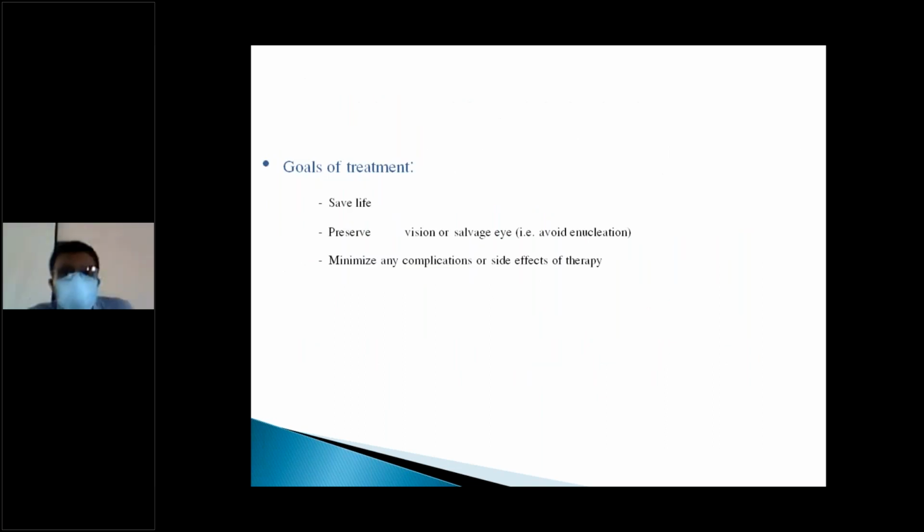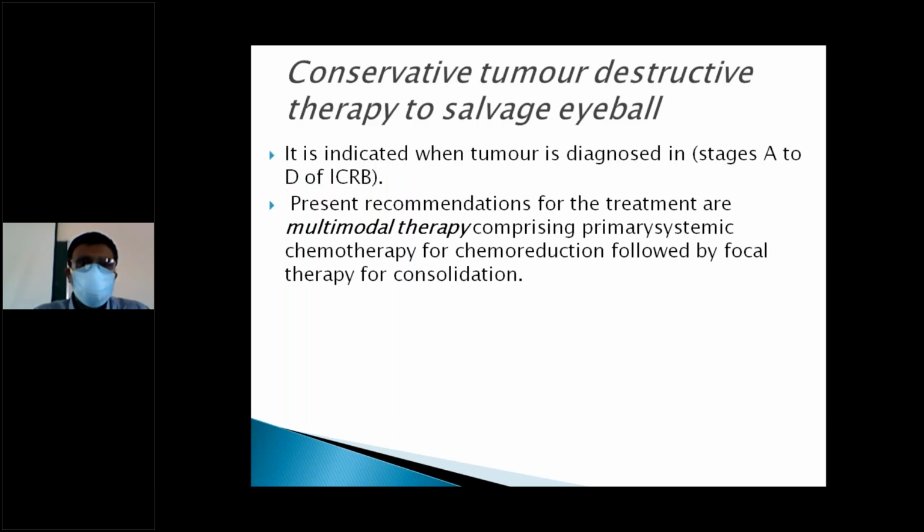Goals of treatment are to save the life, preserve the vision, and salvage the eye, to avoid enucleation, and minimize any complications or side effects of therapy. These are the two main goals of treatment: to save the life of the child and preserve any vision.